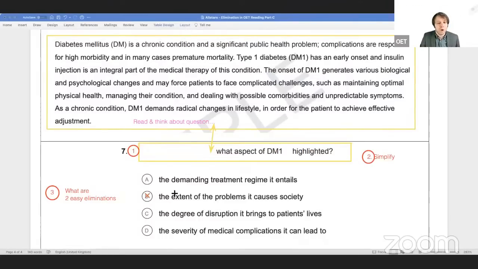Can anyone tell me why is that not the answer? Why is that not true? Type into the chat box. Why is this? It's so easy, is it not? Come on, it's so easy. Why is this not true? What is it that they don't talk about here? Can anyone tell me? Why is that not true? Just type in the chat box when you've got an answer. We can eliminate this one because, anyone, guys?